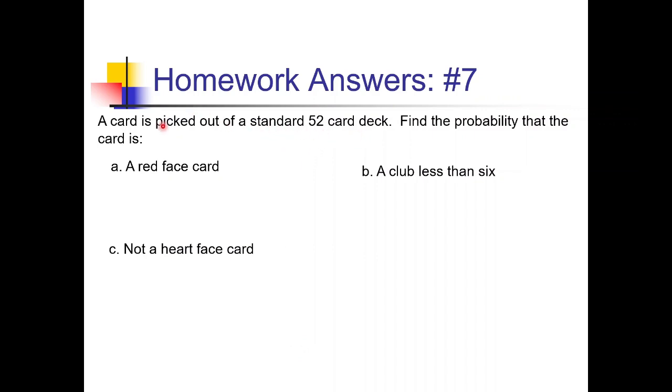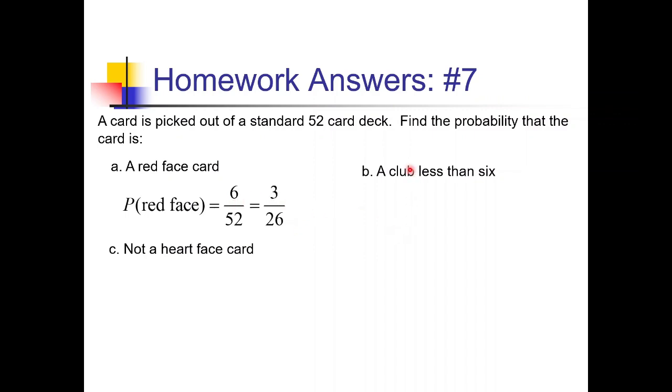On this one, we are picking a card out of a standard deck of 52, and we want the probability that the card is each of the following. So first we've got a red face card. So overall we've got 52 for the denominator. That's kind of our starting denominator. In terms of red cards, there's 26 of them. That's half the deck. In terms of face cards, there are the Jack, Queen, and King from the hearts and the diamonds. So that's a total of 6 face cards that are red. So 6 out of 52 is kind of our starting point on this. And then we can reduce that to 3 out of 26.